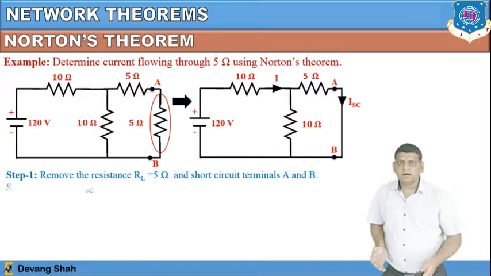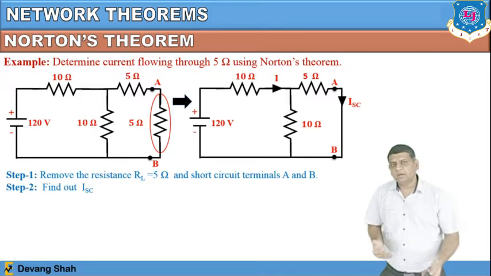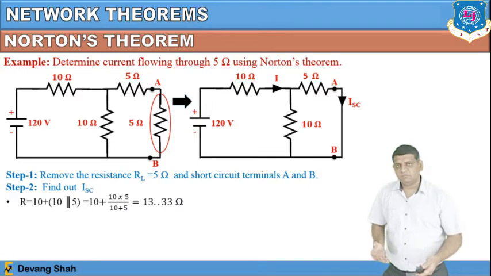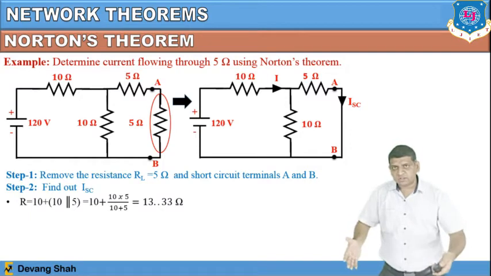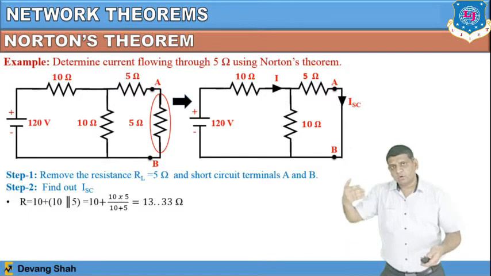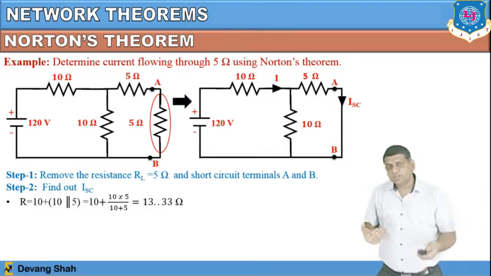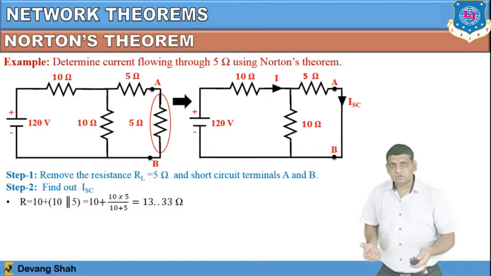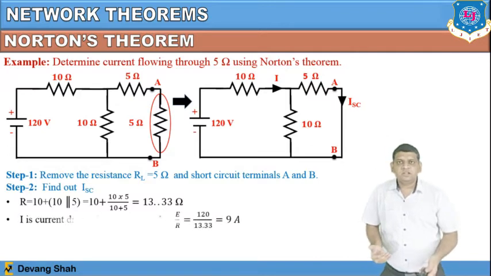So my first part is to remove the RL and short the terminal A and B. From that you can find the ISC, which is the short circuit current. Before that you have to find the total resistance of the network. So once you look from the 120 volt supply, these 10 ohm and 5 ohm resistances are in parallel, with the 10 ohm resistance in series. So by that way you can find 13.33 ohm, which is the total resistance of the circuit.